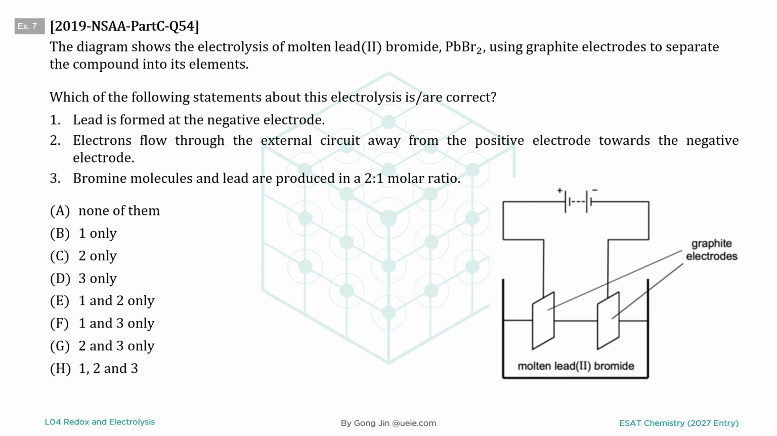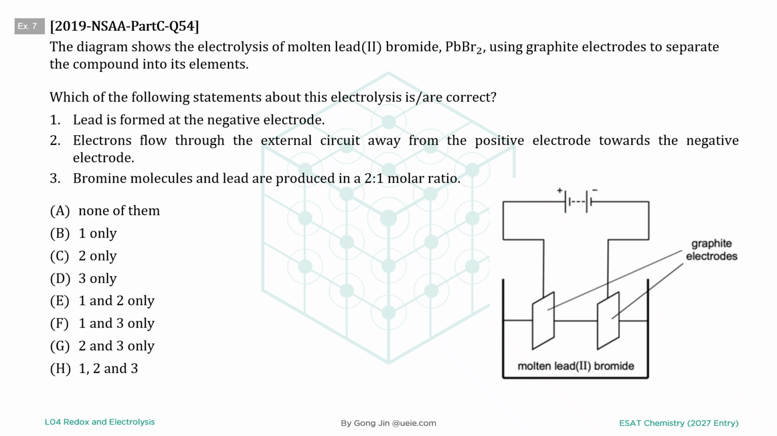Let's work through the example question in past paper. Which statement about electrolysis of lead-2 bromide is correct? Statement 1. Lead is formed at the negative electrode. In electrolysis, positive ions are attracted to the negative electrode. For molten lead-2 bromide, lead ion is positive, which is attracted by the negative electrode and is reduced. Thus, lead is formed at the negative electrode is correct.